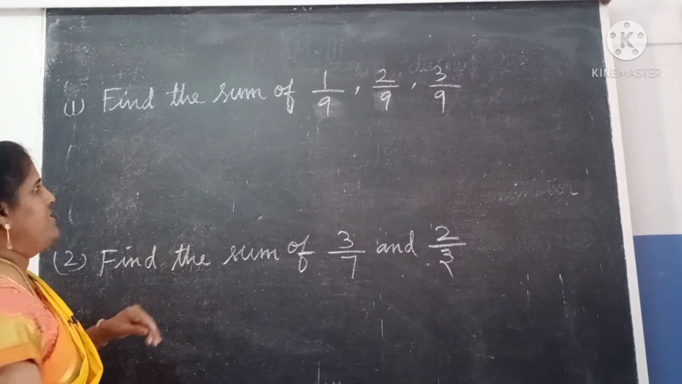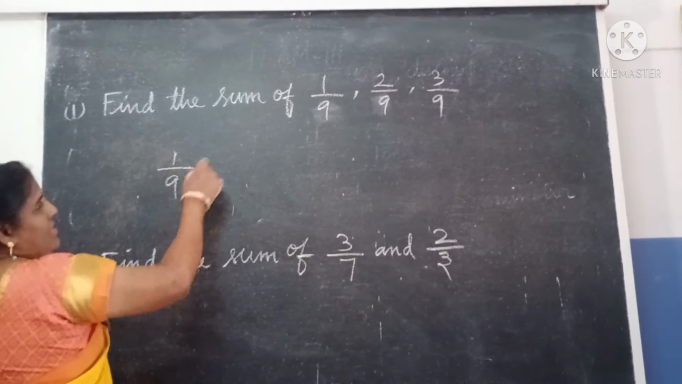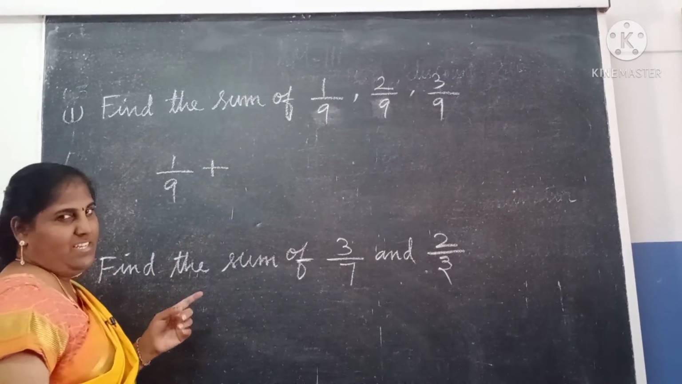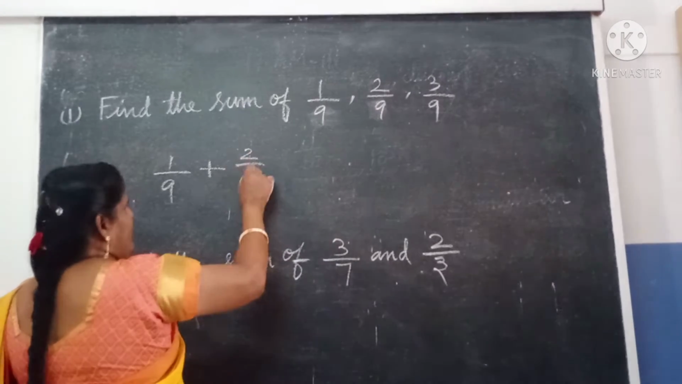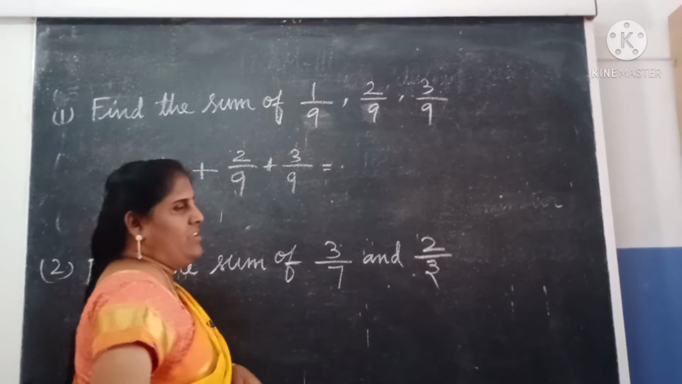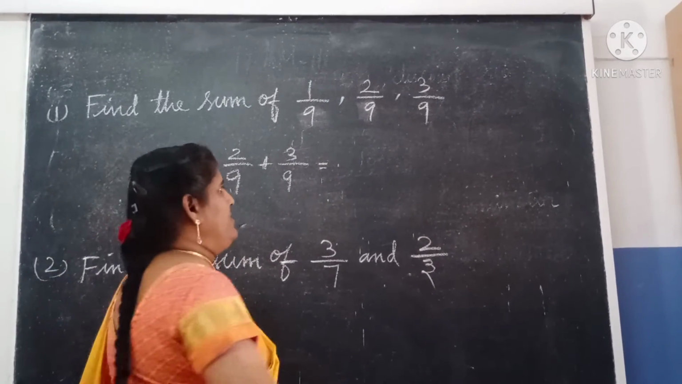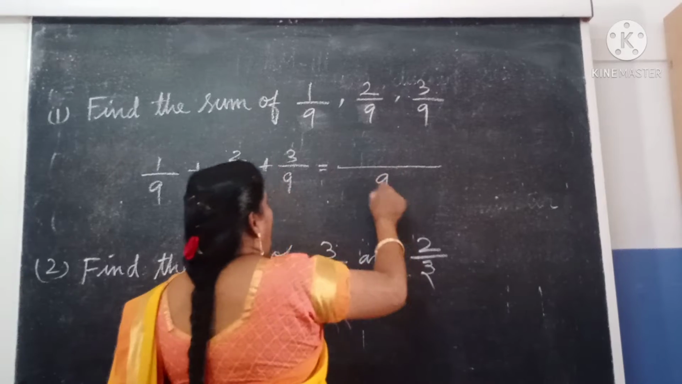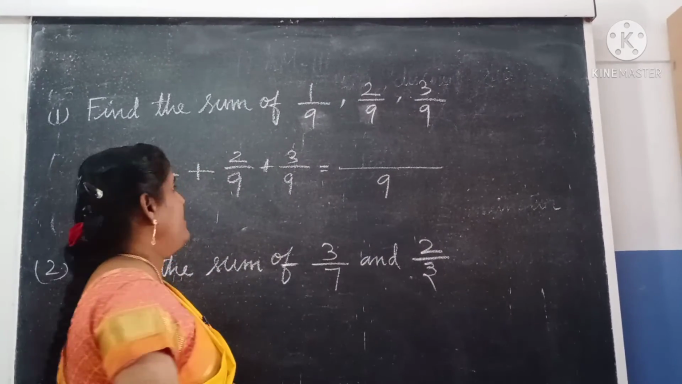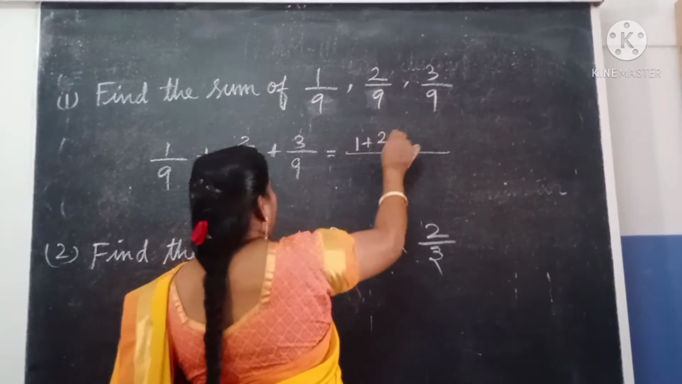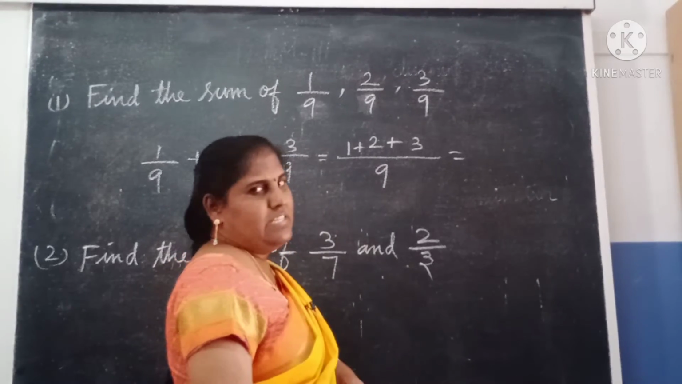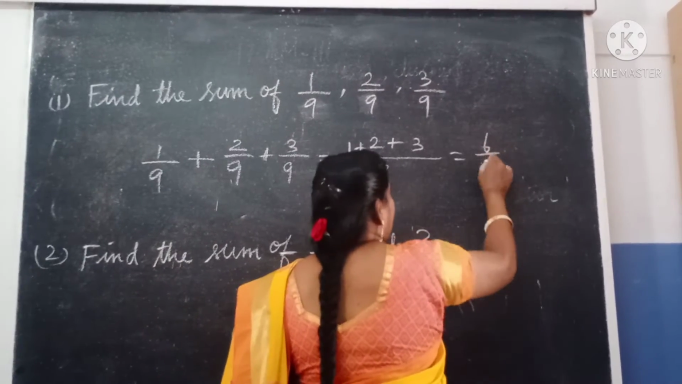So first of all, 1 by 9, then put addition, sum means addition. Then 2 by 9 plus 3 by 9. I already told you, if you want to add, you just add only the numerator, not the denominator. So commonly take 9 as the denominator, and 1 plus 2 plus 3. What will the answer be? 1 plus 2 is 3, 3 plus 3 is 6. So the answer is 6 by 9.